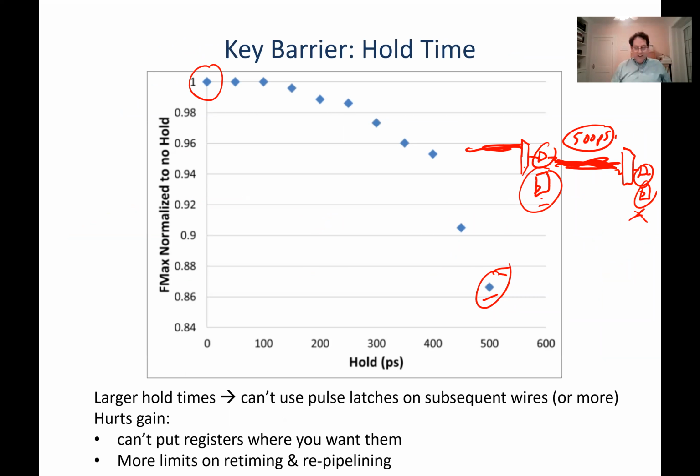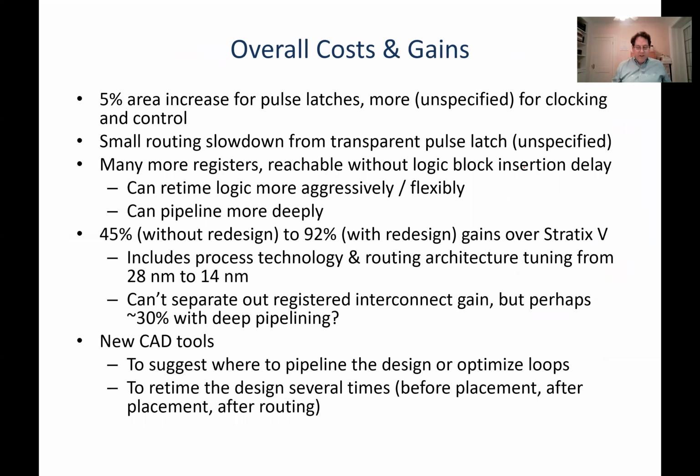Okay, so this is hold time's a key barrier. To summarize the Stratix 10 paper, they basically have a 5% area increase to add these pulse latches, which again is pretty good. They add them in every single routing driver, but it's not the whole story because they have some unspecified cost for selecting the clocks and for control, like basically choosing am I going to be a pulse latch or a regular routing driver. So we know the area cost is actually somewhat more than 5%. There is a small routing slowdown.